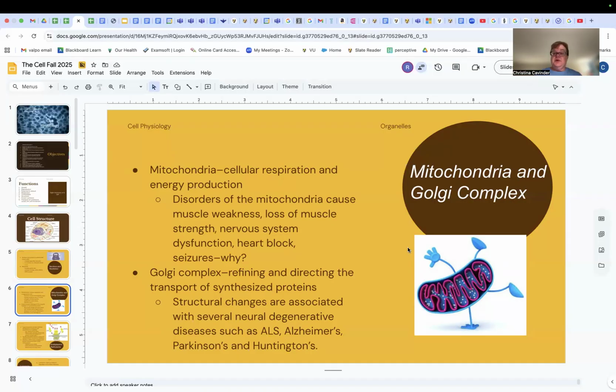And energy, it produces energy. And we're going to talk about that in a bit later in the lecture. Disorders of the mitochondria cause muscle weakness, loss of muscle strength, nervous system dysfunction, heart block, seizures, and why? Well, obviously, if they're not functioning correctly, that means that you don't have the energy. And they're not going to work properly because they don't have the energy they need to work properly.